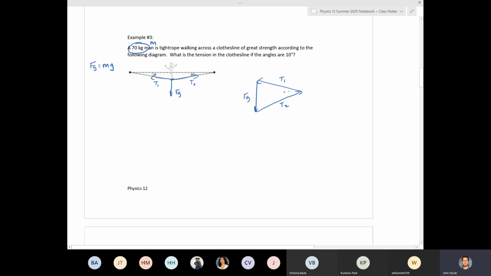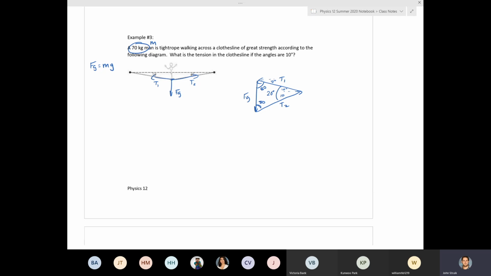So that means that this is 10 degrees, and technically this is 10 degrees, so this is 20 degrees. And because they are both 10 degrees, that means that these angles are the exact same. So this is 80, this is 80. And then we can just use sine law to figure this out.